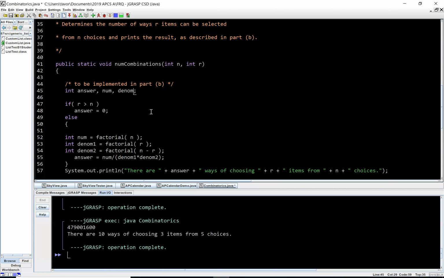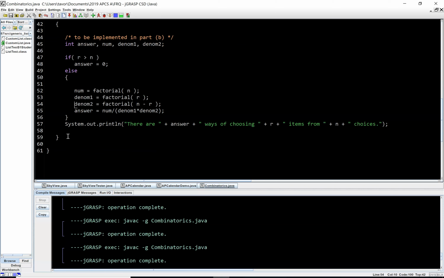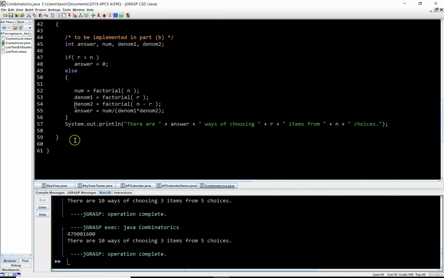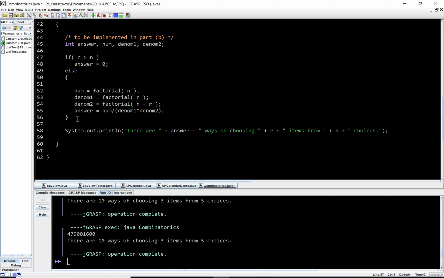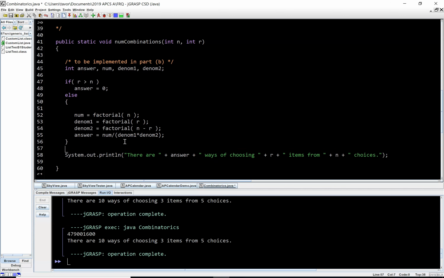I believe this is going to work. denom1, denom2. So I'm saying these variables exist. They're all integers. And then I can actually give them a value here. Let's see, let's compile and then run it. And I believe this would be it. That's it.